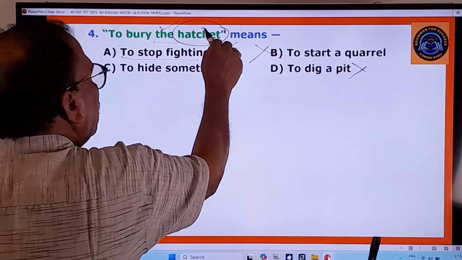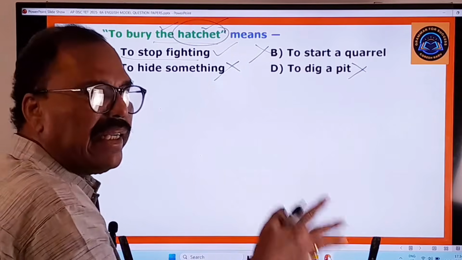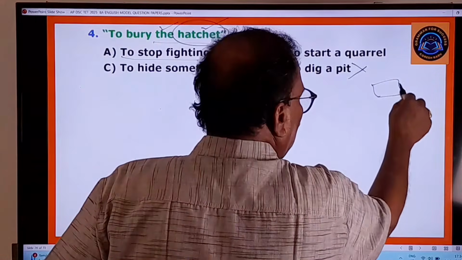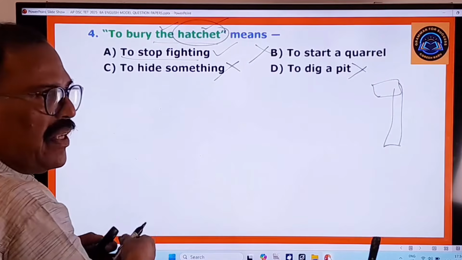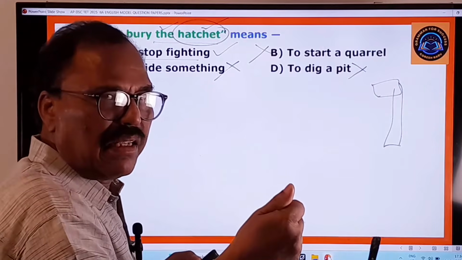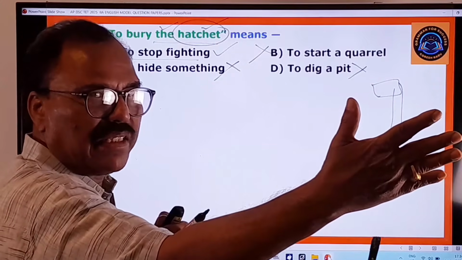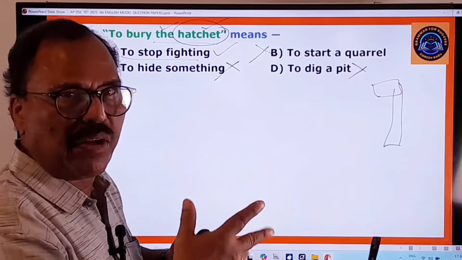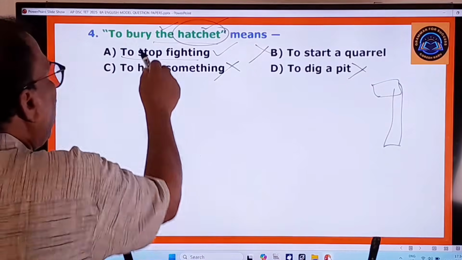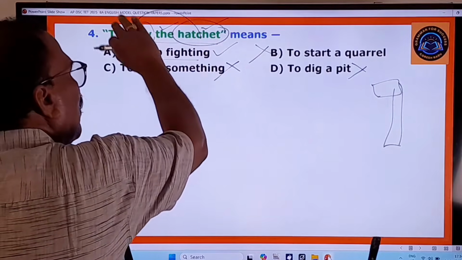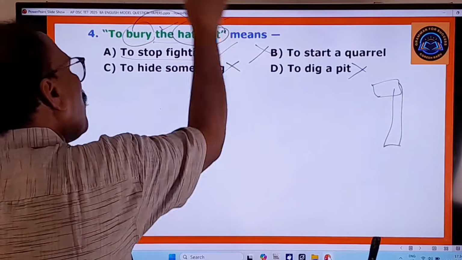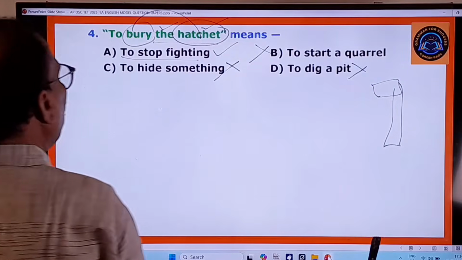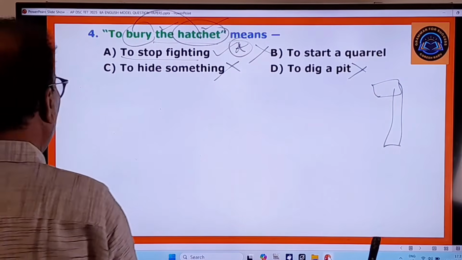And you know very well, hatchet means a short-handled axe. You know, long axes you might have seen, but a short axe. This is called a hatchet. Axe is generally very big, to cut the wood and all that. But here, generally this is used for murdering the people and all that. Hatchet, that is called. So burying means closing the hatchet or hiding the hatchet. Hiding the hatchet means automatically to stop fighting. That is only the meaning for this idiom. So A is your answer, right? And you go to the next question.